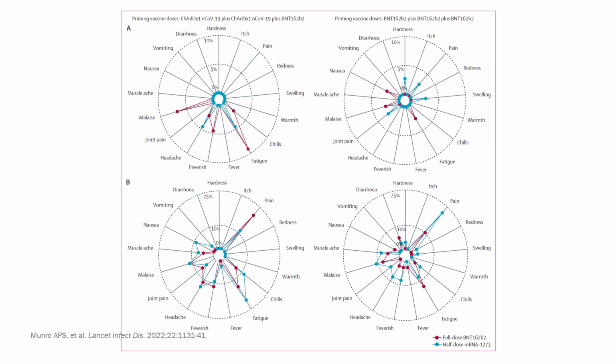Here's another one. So this is about, who wants to volunteer on this one? This is adverse effects. This one is easy. Adverse effects of vaccines.